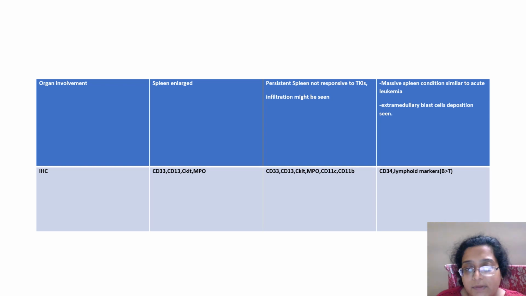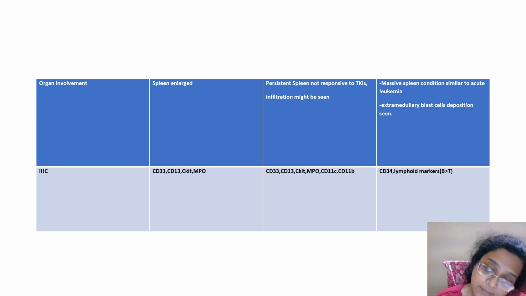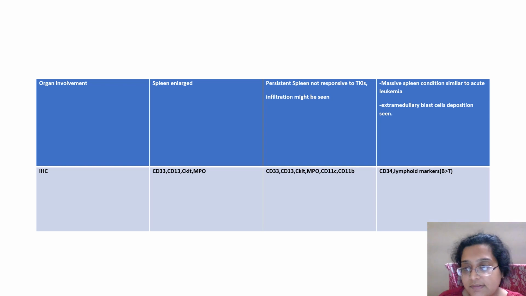Organ involvement: spleen will be enlarged. If the patient is taking TKI and molecular response is not there, spleen might not be there, but still the patient will be in accelerated phase. And massive splenomegaly, then the markers for myeloid are CD33, CD13, KIT and MPO, that is CD117, c-KIT, and blast it is CD34, or if it is a lymphoid blast crisis, then you go for the lymphoid markers.